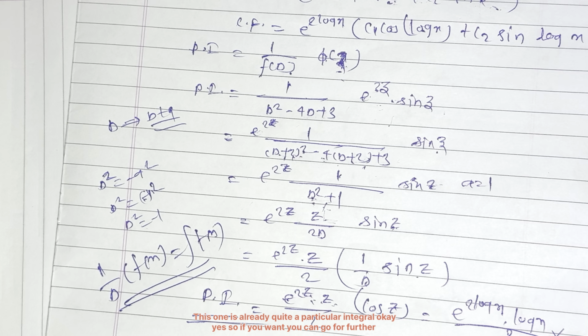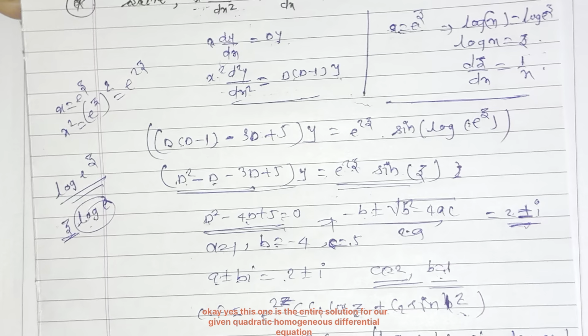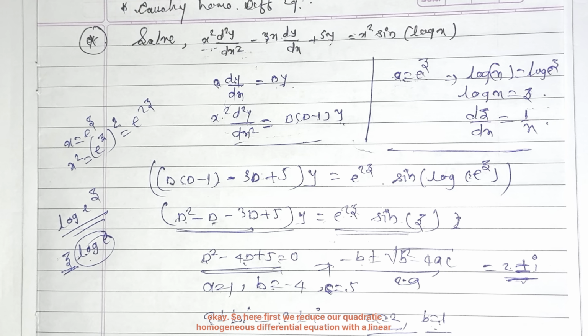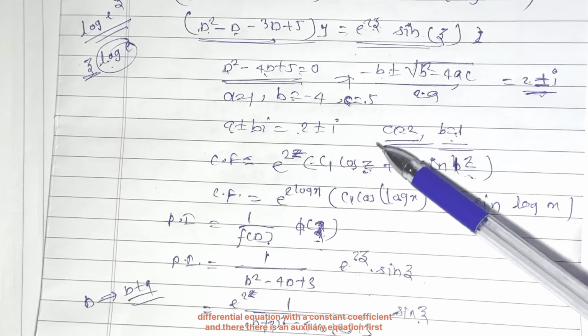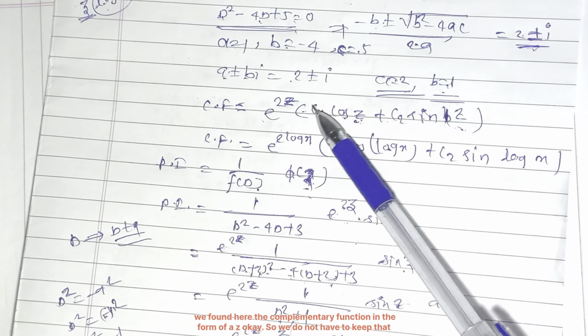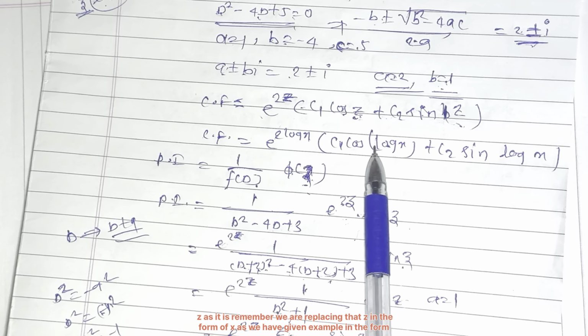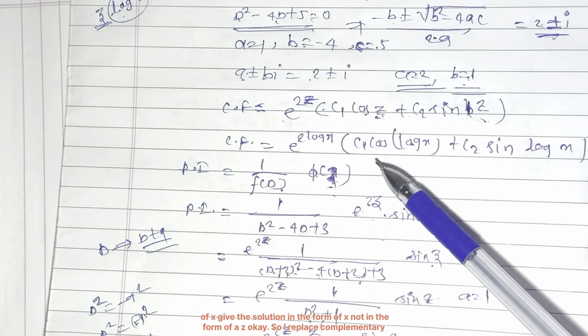If you want, you can go for further solving, or you can keep this solution as it is. This is your required particular integral, and this is the entire solution for our given Cauchy's homogeneous differential equation. First we reduce our Cauchy homogeneous differential equation to a linear differential equation with constant coefficients, and then form the auxiliary equation. First we found the complementary function in the form of z. Remember, we are replacing that z in the form of x. As the example is given in x, give the solution in the form of x, not in the form of z.